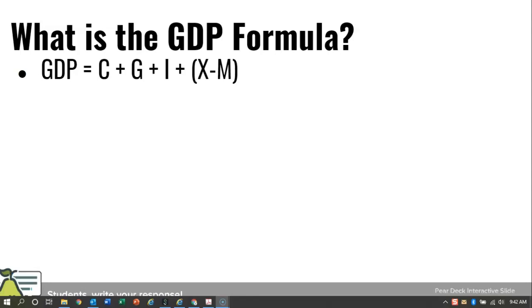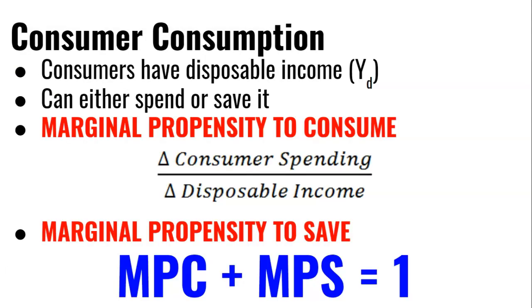So let's start by looking at consumption. Consumers have disposable income. You have money that's available to you to spend or save. There's really only two choices. You either get rid of it or you keep it. And your tendency to spend money is known as the marginal propensity to consume, or MPC.